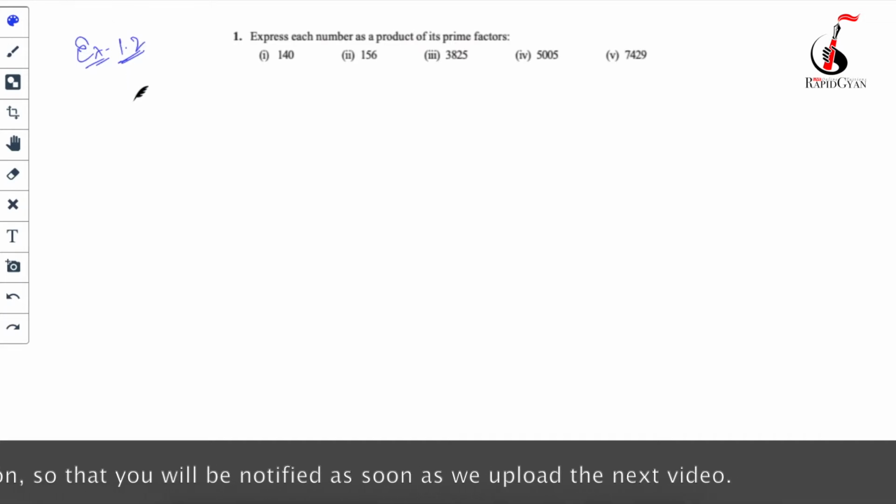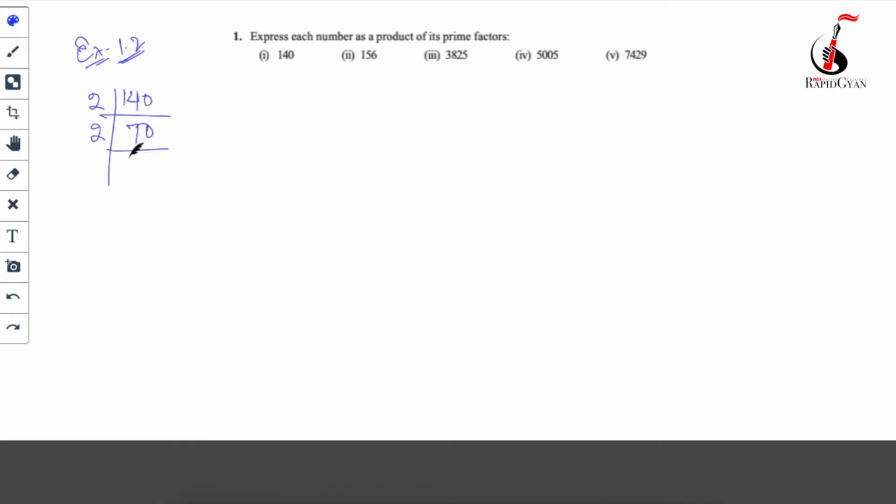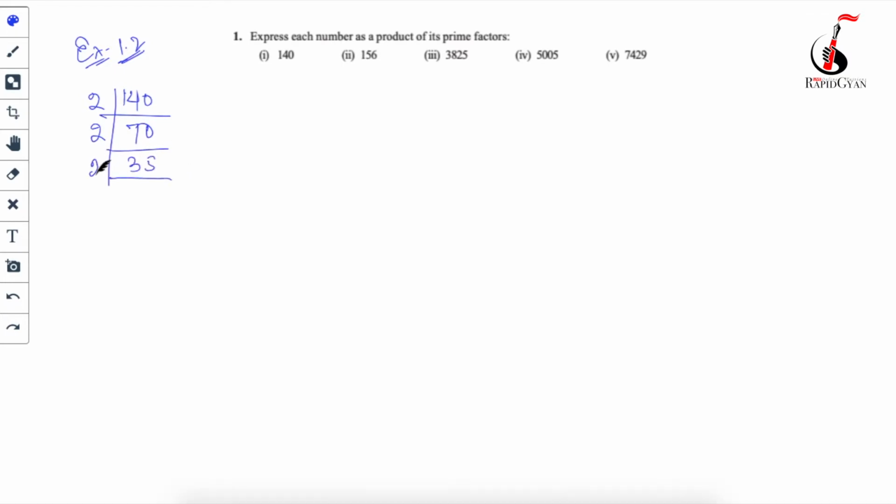So here is 140. You will have to find its prime factors. 140 divided by 2 is 70, then 2 again gives 35, then it will not go by 2 or 3, but it will go by 5, giving 7, and 7 gives 1. So how will you write the prime factorization of 140? 140 is equal to 2 times 2 times 5 times 7, or you can also write it as 2 square times 5 times 7.